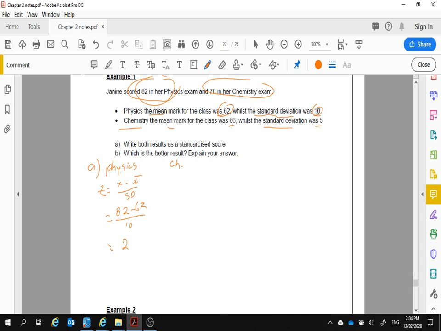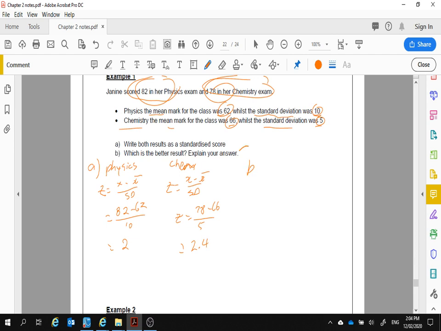Let's do the chemistry. Again, z equals x minus x bar divided by the standard deviation, which for chemistry is: the chemistry score, 78. The mean for chemistry, 66. And the standard deviation for chemistry is 5. So when we do that one for chemistry, we get 2.4.